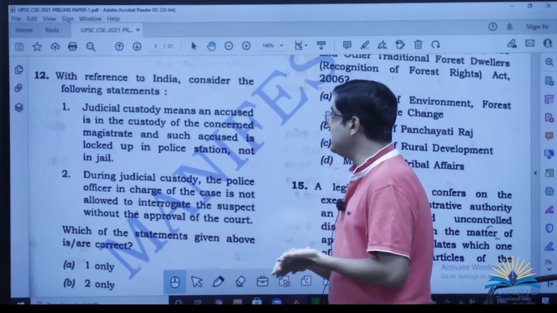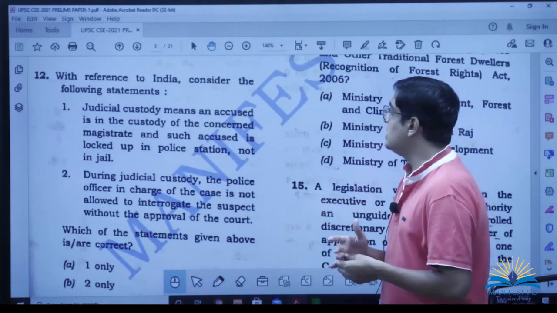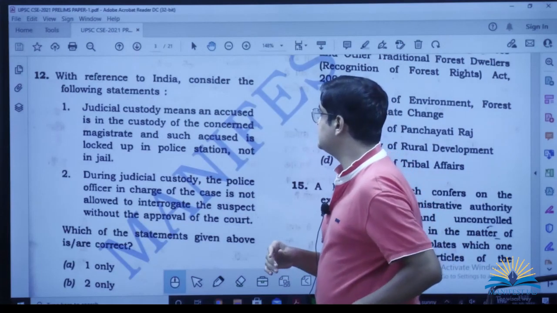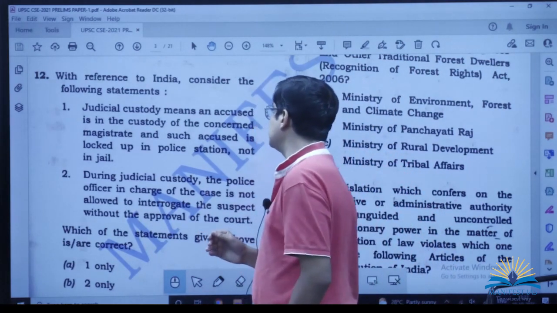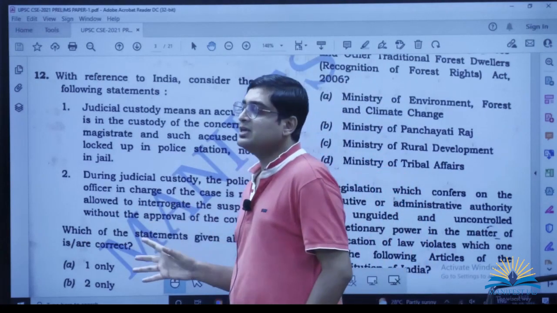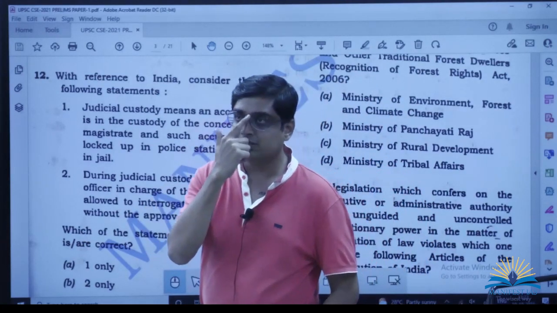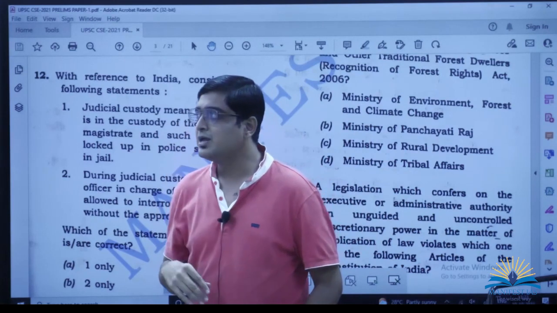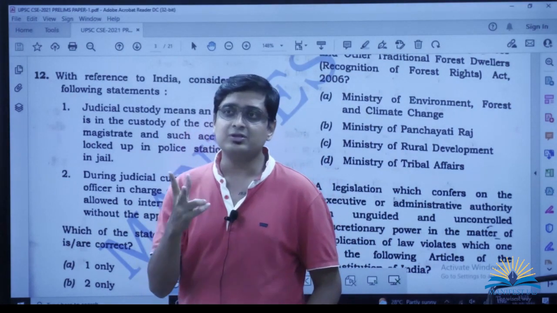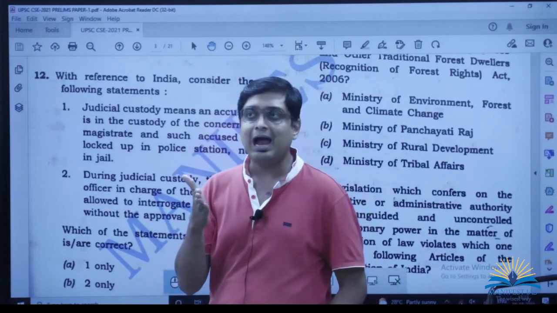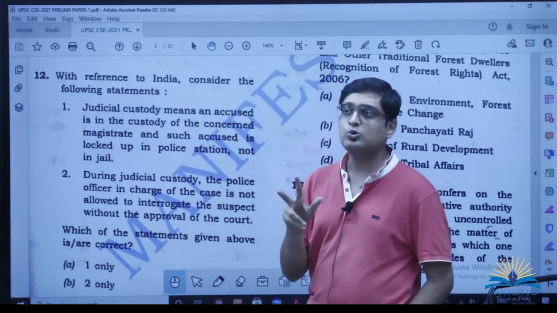With reference to India, consider the following statements. Judicial custody means an accused is in the custody of the concerned magistrate, and such accused is locked up in a police station, not in jail. This asks you about two concepts: judicial custody, like Aryan Khan is in judicial custody, and also the difference between judicial custody and police custody. There are two kinds of custody.